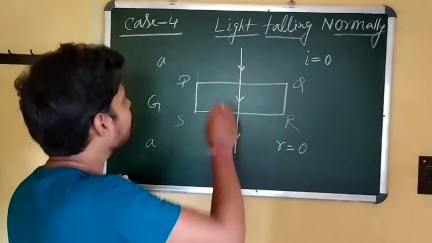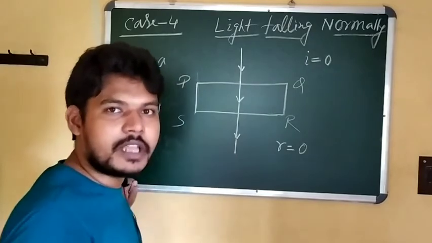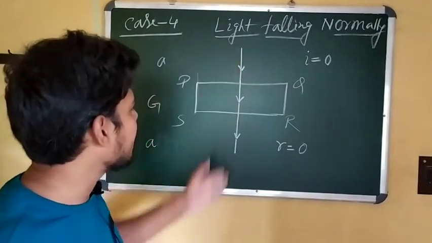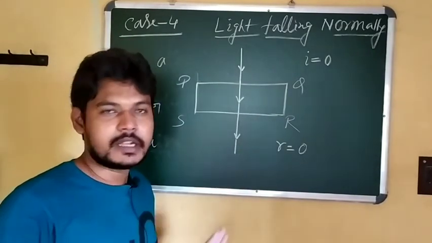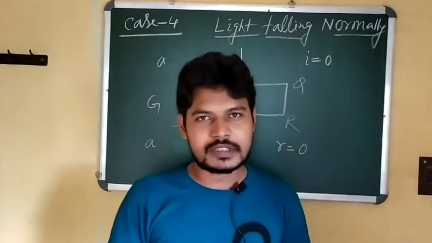Okay, so when light falls obliquely, then only we get refraction, otherwise it passes directly from one medium to another medium along the straight line. That is called perpendicular incidence. So I hope all of you understood this clearly.